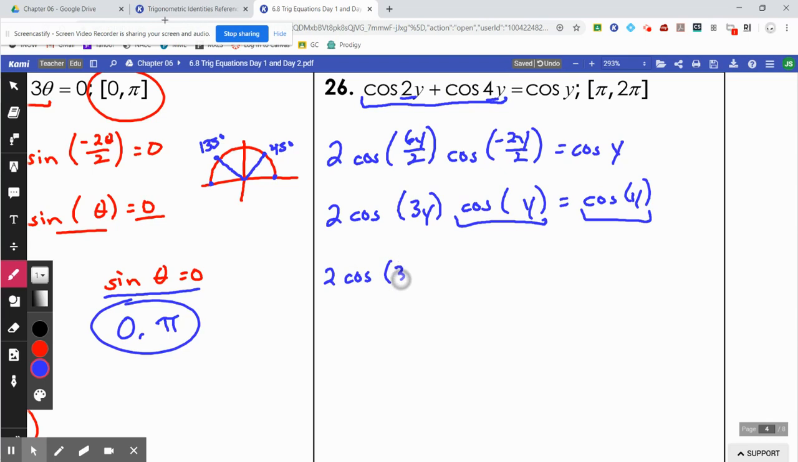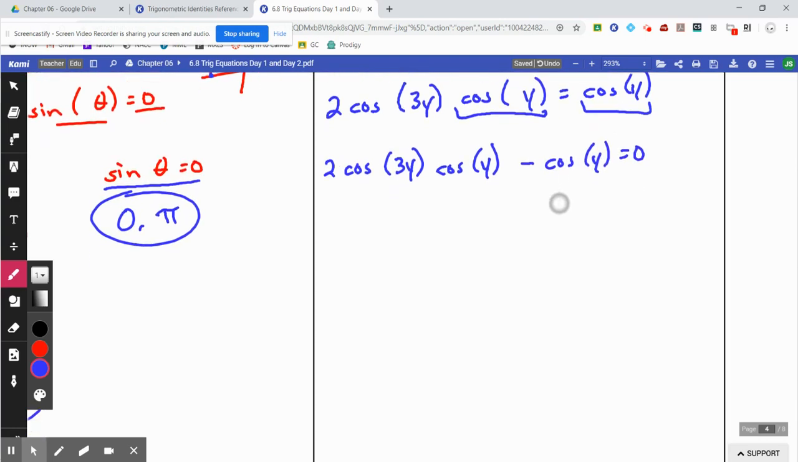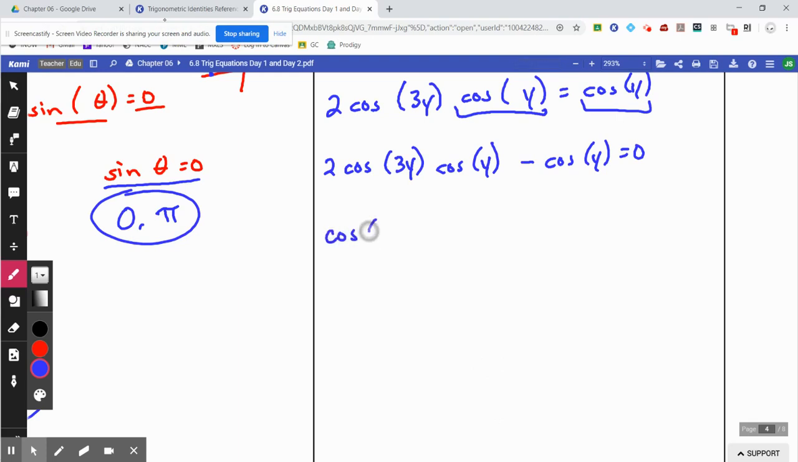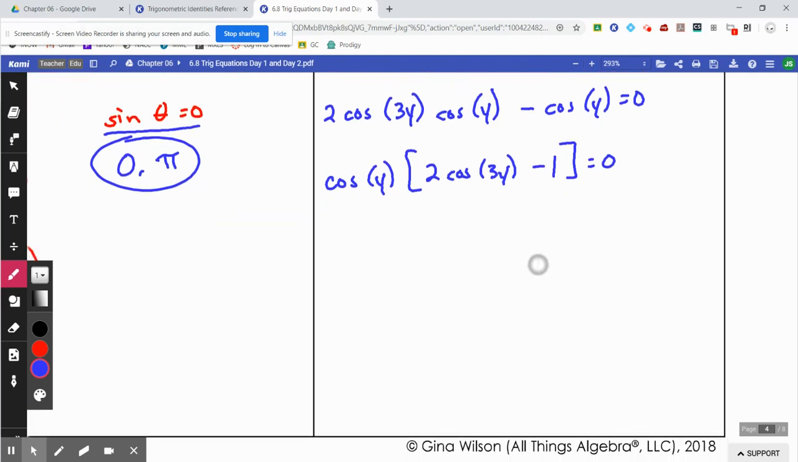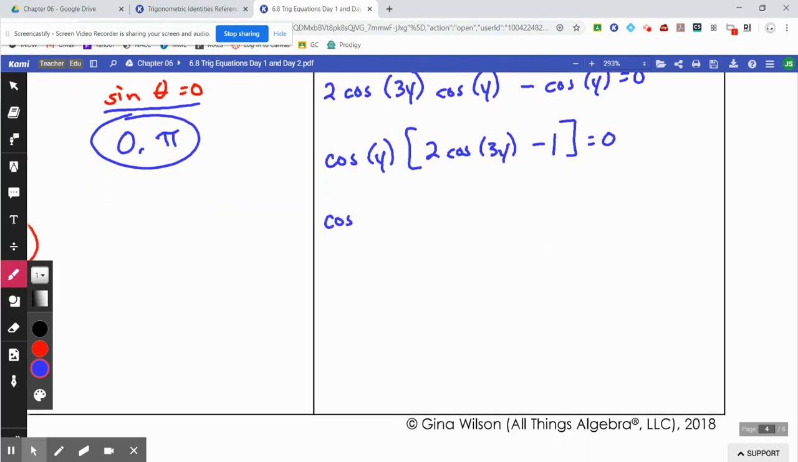both of my terms contain a cosine y that can be factored out. So that's going to be my first step. Move that over. Let's factor that cosine y out of both of these terms, and that's going to clean it up nicely. So you have cosine y times 2 cosine 3y minus 1 is equal to 0. Set each factor equal to 0, and like I said, it's cleaned up a good bit. Cosine of y is 0, or 2 cosine of 3y minus 1 is equal to 0.